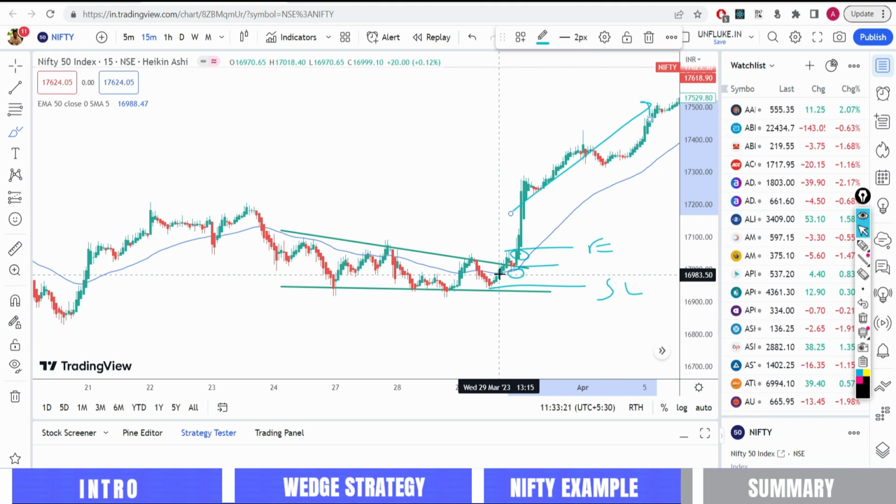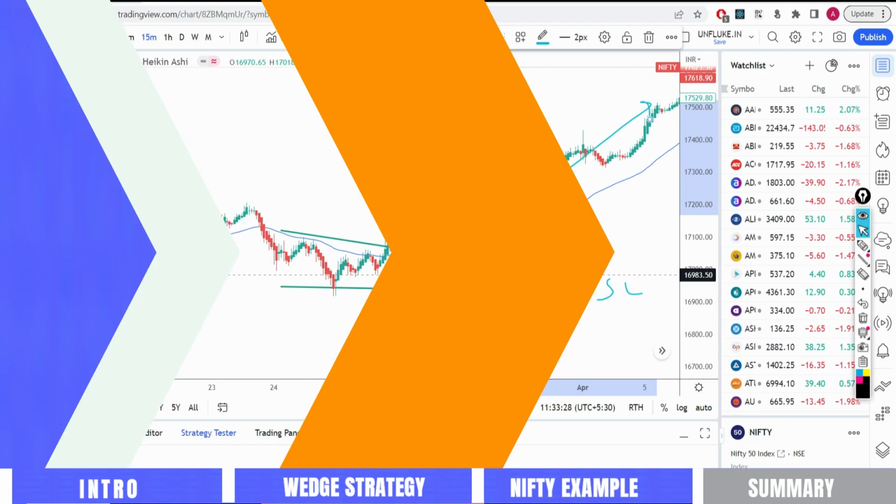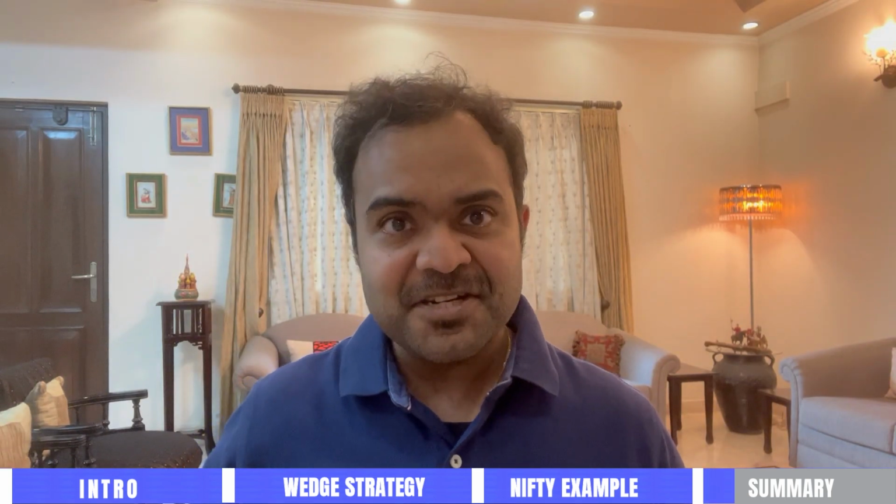We also saw how you can add the RSI divergence if you want, but I don't think it's that required. I just gave you an example so that you can get more confidence. So you can test it out and let me know your views. So I hope you liked the strategy. We saw how the combination of Heikin-Ashi, RSI, EMA, and the wedge can give us really good entries.